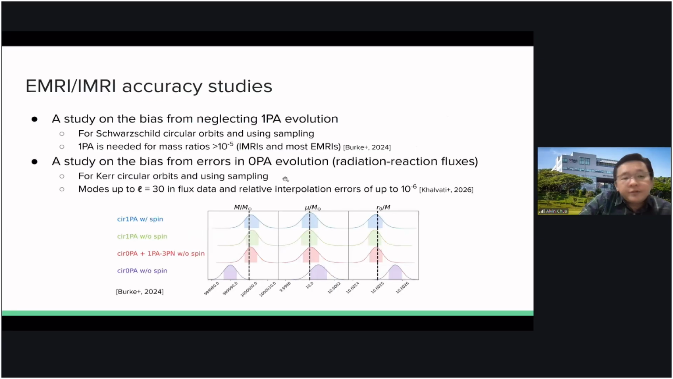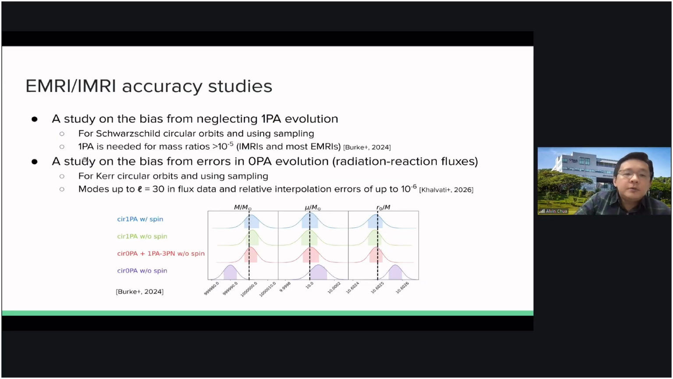Okay, and then more recently, there was a study on the bias from neglecting 1PA evolution. Recall I said 1PA is the higher order evolution which we'll need. So what happens if you neglect it? This study was done for Schwarzschild circular orbits, where the primary mass of the MRE or IMRE is not spinning. Again, if you go up to 1PA, the secondary mass may be spinning. And also it was done using full sampling.